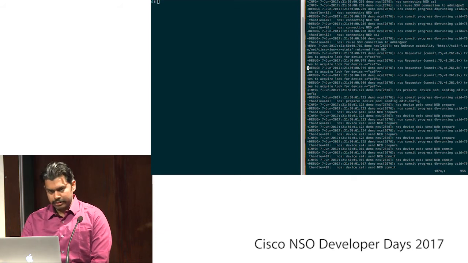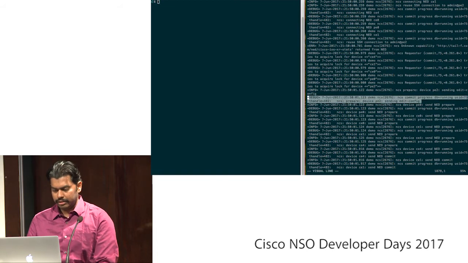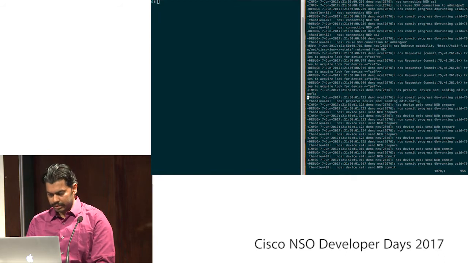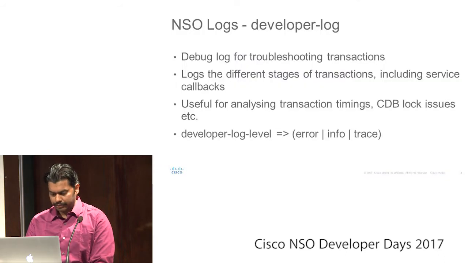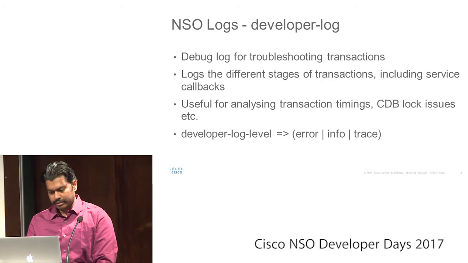So yeah, the developer log explains all the phases of a transaction, and it says what is being sent to which device. So here it says, after calculating southbound diffs, I'm now sending an edit config to the device P2 in the prepare phase. Before that, well, let's look at how to parse the developer log.